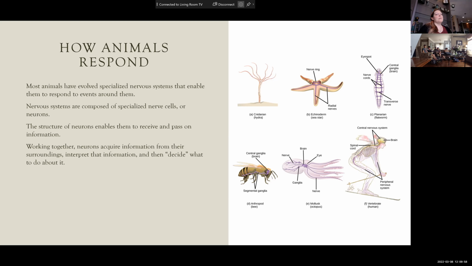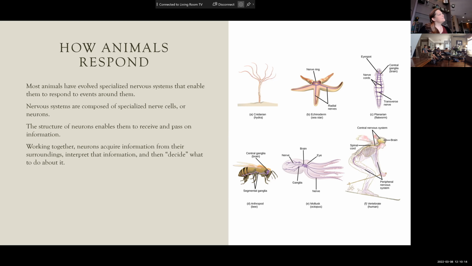So anyway, most animals have evolved specialized nervous systems that enable them to respond to the events around them. Obviously, you remember with our planarians, we had them way back when. What was the main stimulus that they responded to? Do you remember? Light and dark. Yeah. So they also didn't like it when you cut off their heads.